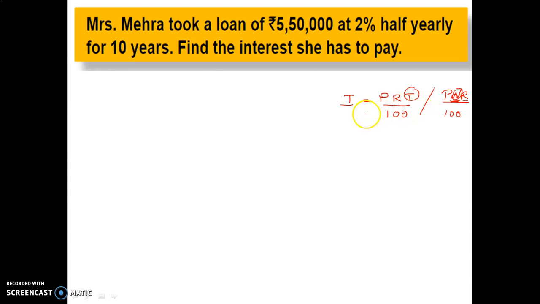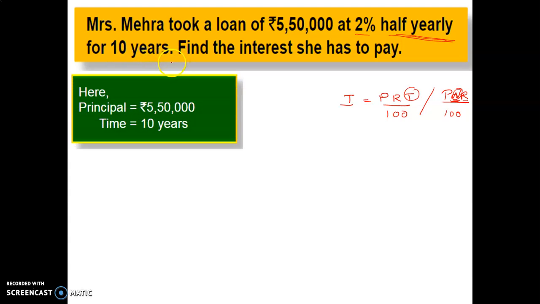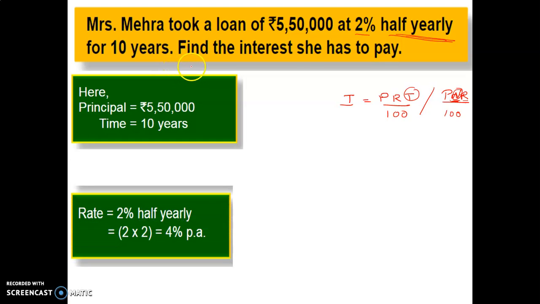Let us begin with the first question. Mrs. Mehra took a loan of rupees 5,50,000 at 2% half yearly for 10 years. 2% half yearly, what does this mean? Half yearly, interest is calculated every 6 months. It is calculated once in 6 months, that is called half yearly. For 10 years, how many half yearlies will be there? Very good, it will be 20. Find the interest she has to pay.